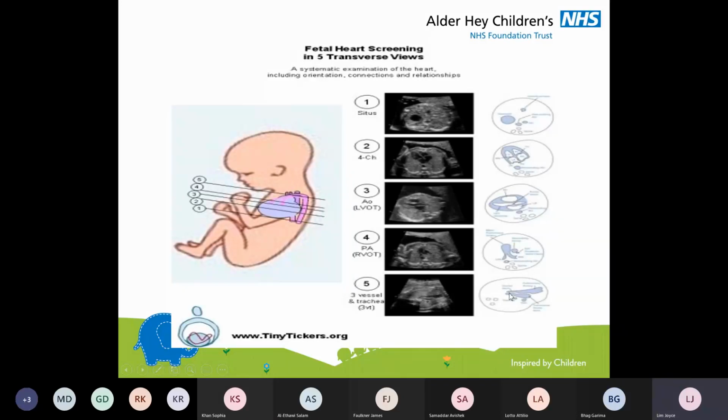So it's like a little pointy sort of pyramid. It should all form into a tip of a triangle here. So that's a typical 3VT view. And if this is not seen, or you only see 2 vessels, or they are arranged in an unusual way, then you start worrying that there might be some anomaly that you have not picked up.